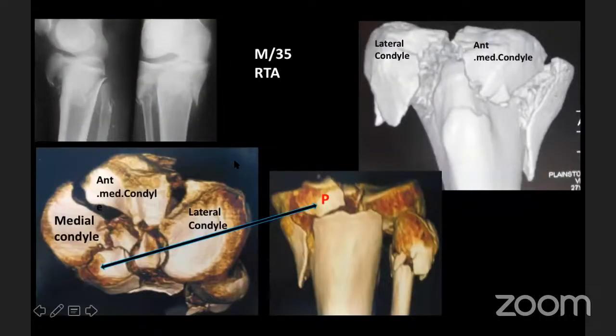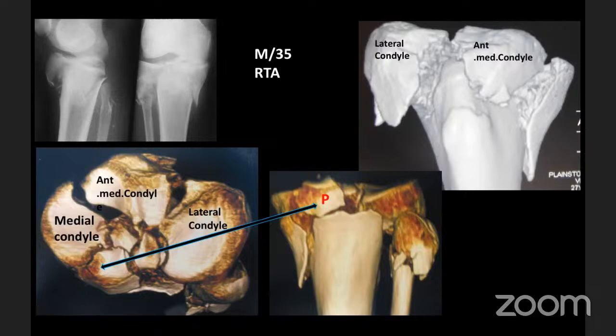Okay, sir. Another one. This is a case just for assessment, how we assess it. See, this injury was very bad. This is the PCL fragment. This is the medial condyle fracture. This is the anteromedial condyle fracture. This is the lateral condyle fracture. So these are the elements of the injury. So the posterior PCL was like this. Now, how many approaches and how to do it?